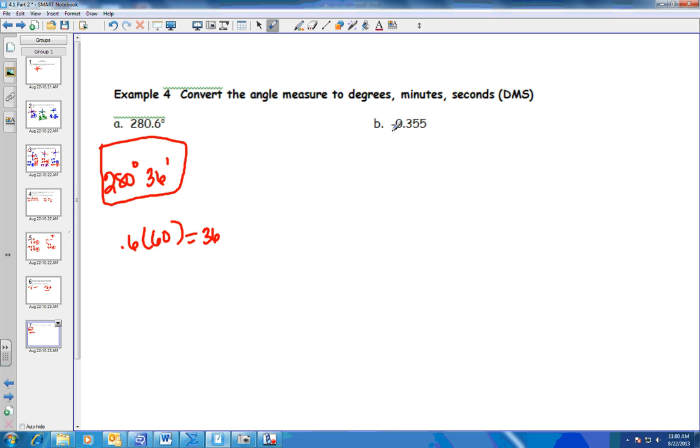Okay, on this one, that should have a degree mark, negative 0.355 degrees. First of all, I know I have 0 degrees because I don't have a whole number. I had 280 something here. So I need to take this decimal part, and I have a negative, and multiply it by 60. Let me see what you get: 0.355 times 60, I get 21.3.